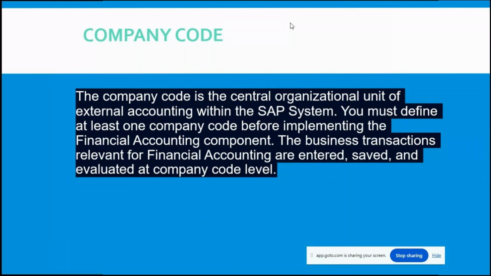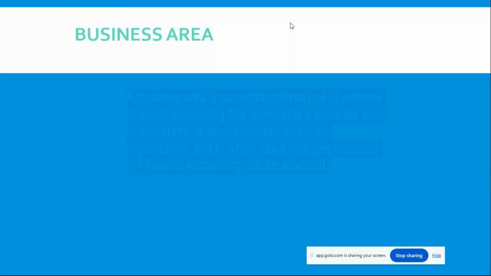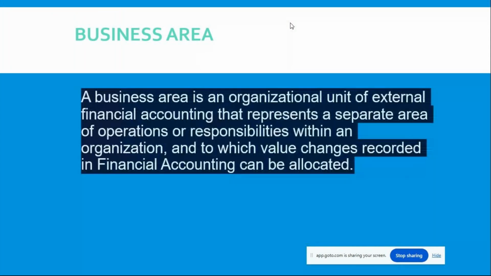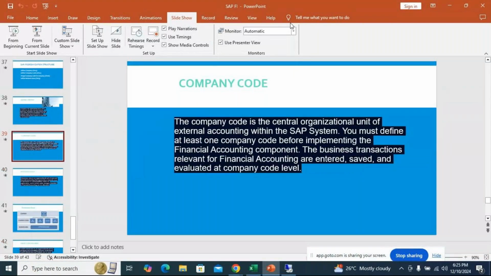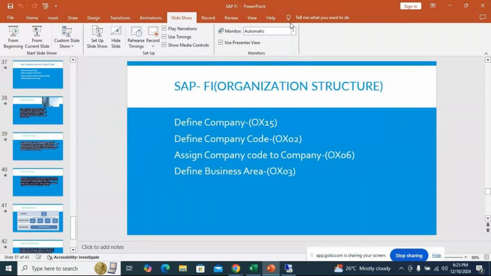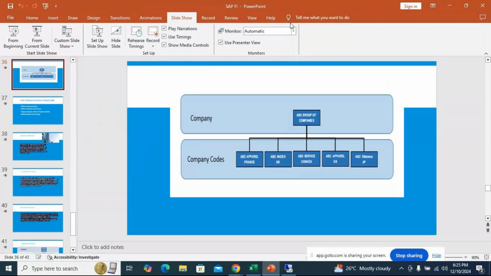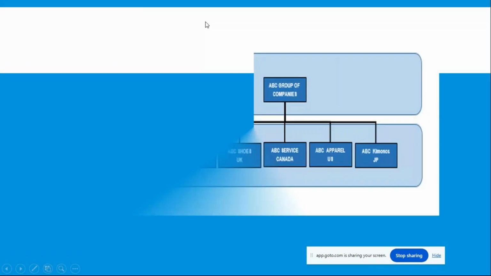Next is business area. What is business area? Let's start with the first company code, then we'll come to this point. Now see here, I am going to show you one structure. Students, you can draw this diagram.